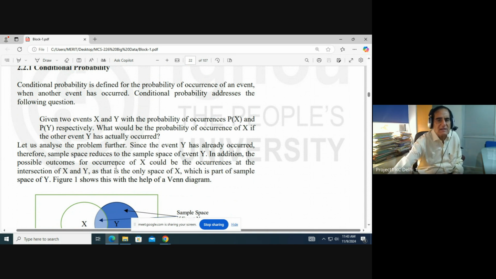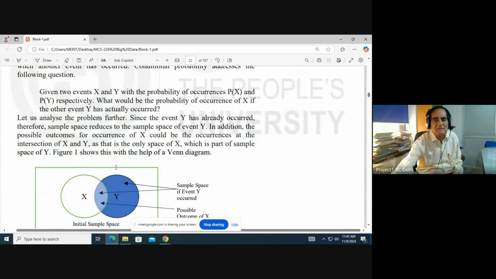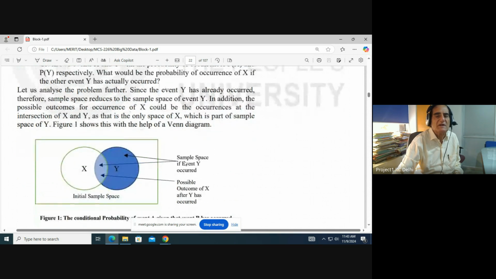So let us analyze the problem further. Since the event Y has already occurred, the sample space reduces to the sample space of event Y. In addition, the possible outcome from the occurrence of X could be the occurrence at the intersection of X and Y. This is the intersection. That's the space variation. So X is part of this. This is shown with the help of a Venn diagram.